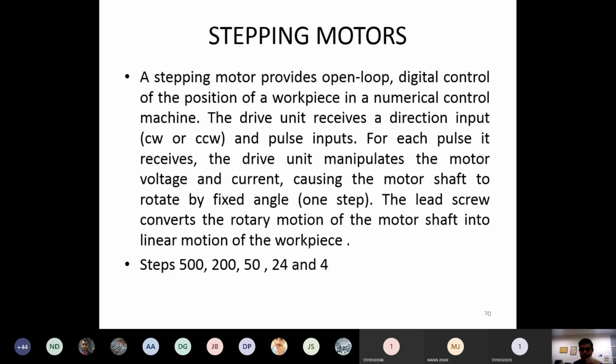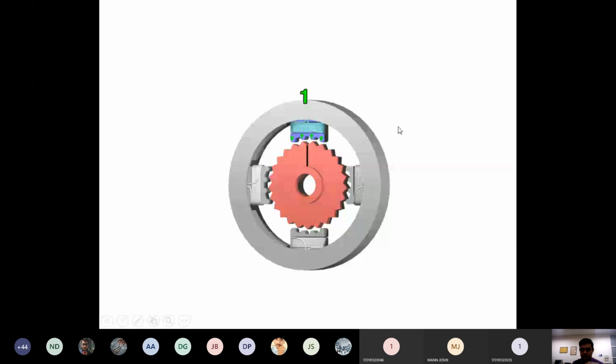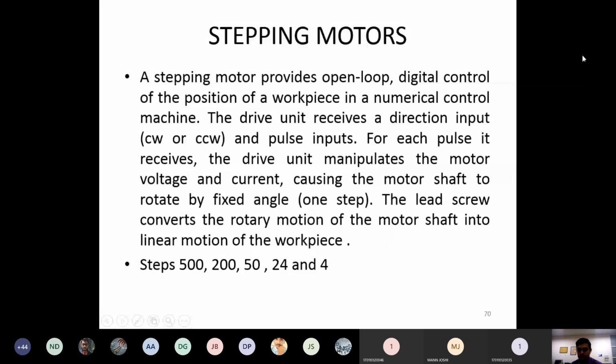Next motor is a stepper motor. So how does the stepper motor work? The stepper motor is used in an open loop control system.